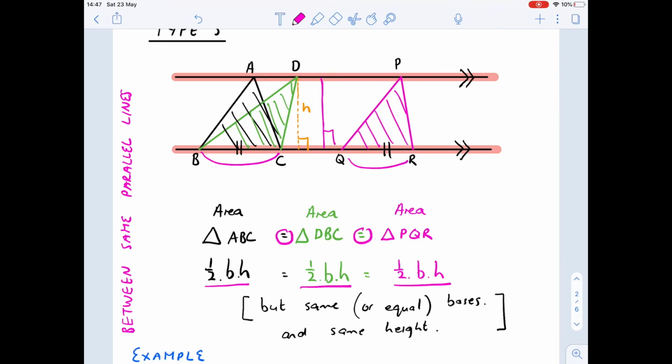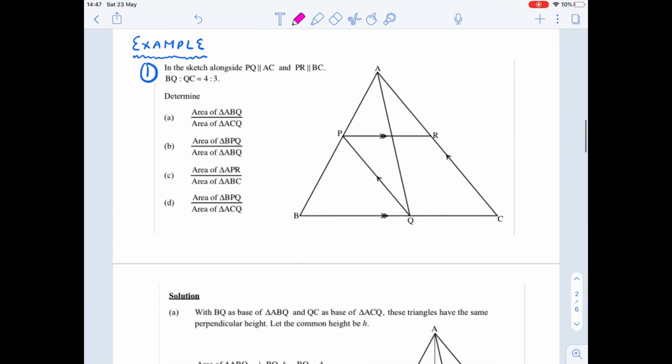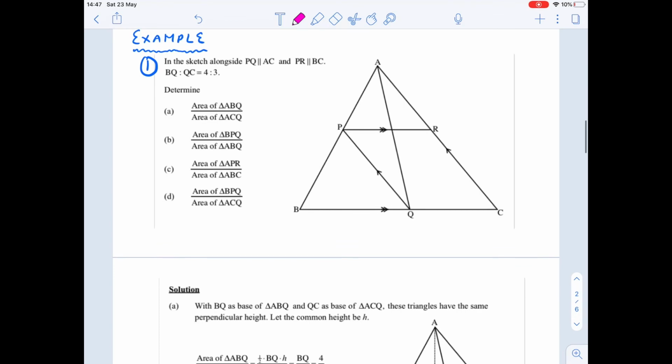So if I talked about a ratio between these three triangles, it would be 1:1:1. Okay, so that's another relationship, and it's just highlighting these three options, which are going to make it very useful when we work with examples when there's a whole lot of triangles all jumbled together. Now we're going to move down and do an example here.